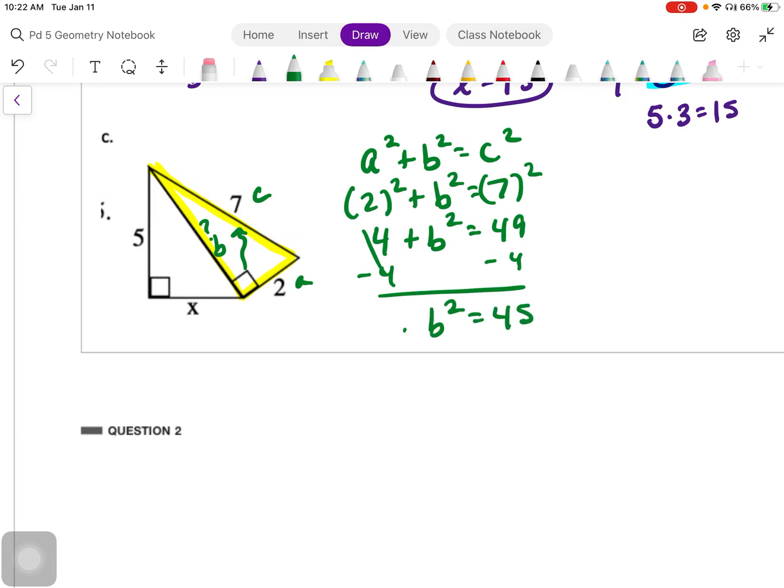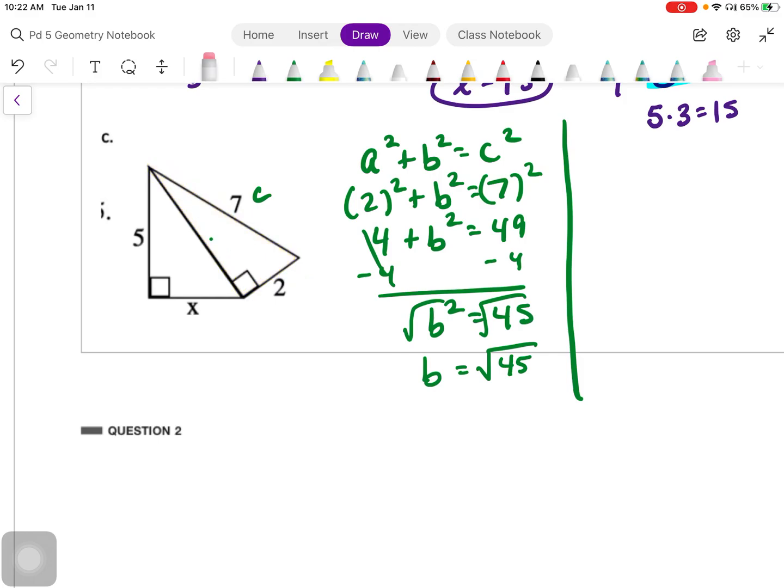All right, at this point, we actually have to use the Pythagorean theorem again. We don't have to worry about simplifying this yet, but what that does tell us is that this is the square root of 45. I'm going to erase this now because we have what we need. We found this length that we needed.